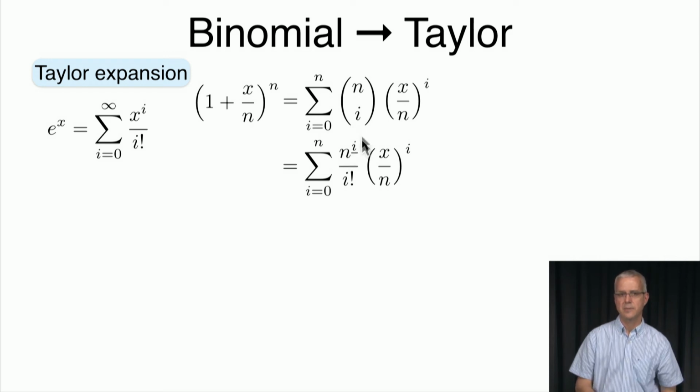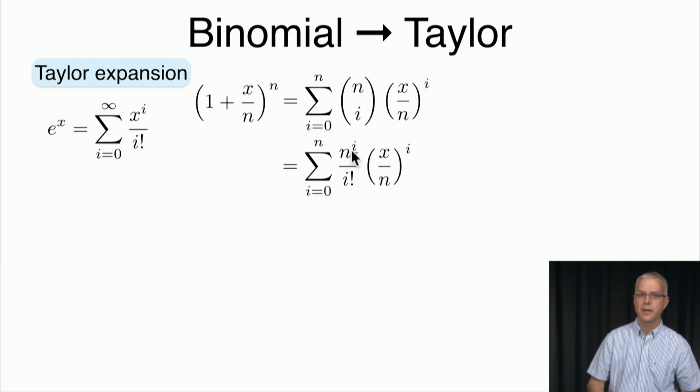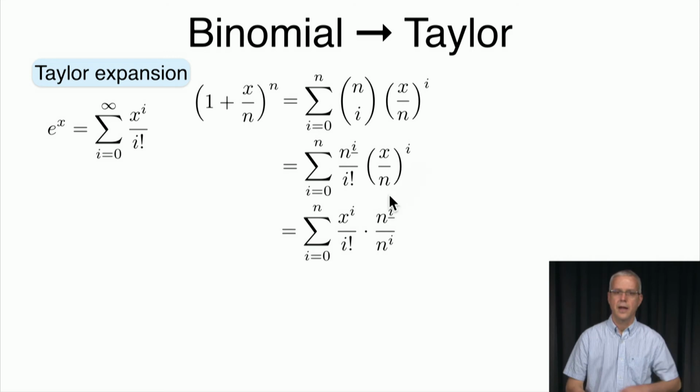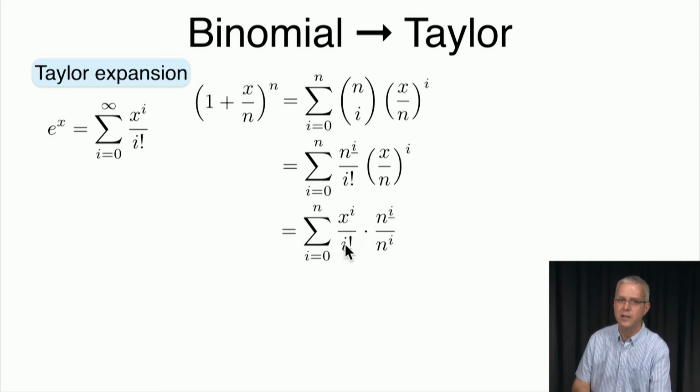Remember, that's n times n minus 1, and so on up to n minus i plus 1, or it's n factorial divided by n minus i factorial. And then we need to divide by i factorial, and times x over n to the i. Okay, and we can just rearrange terms here. So it's equal to x to the i divided by i factorial times n to the i falling power divided by n to the i.